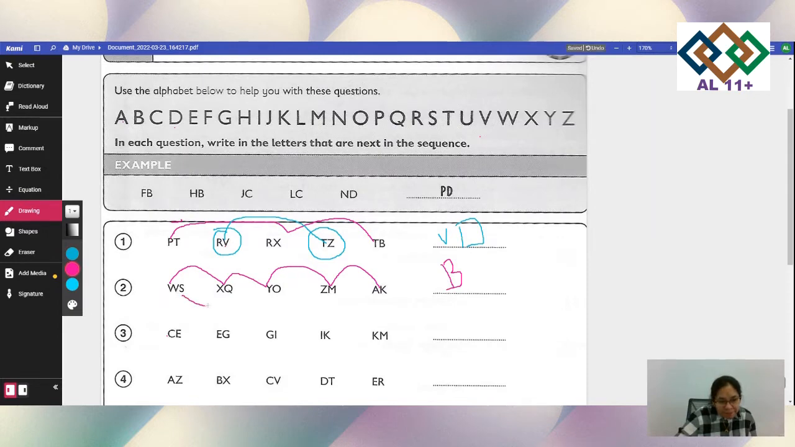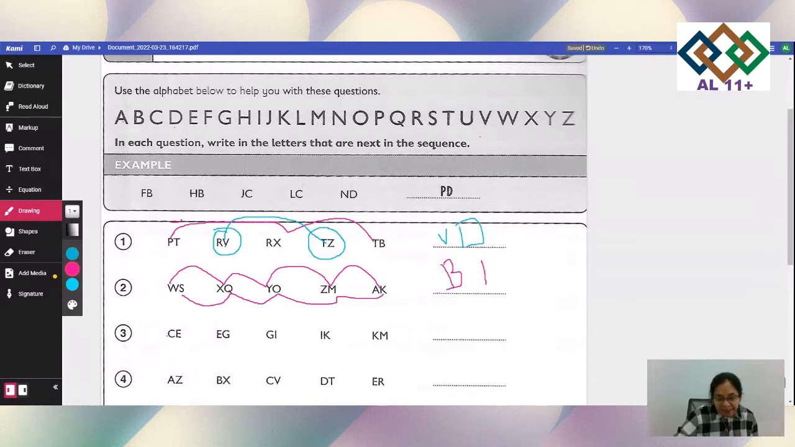Now look at the second one. This is the way we normally tell the children to do it so they don't get confused. S to Q, you're doing 2 backwards. Q to O, again 2 backwards. O to M, again 2 backwards. M to K, again 2 backwards. From K, try going 2 backwards and then find your alphabet. What would be the next one? From K, going 2 backwards, J is your first backward and I is your second one. So your answer would be BI.